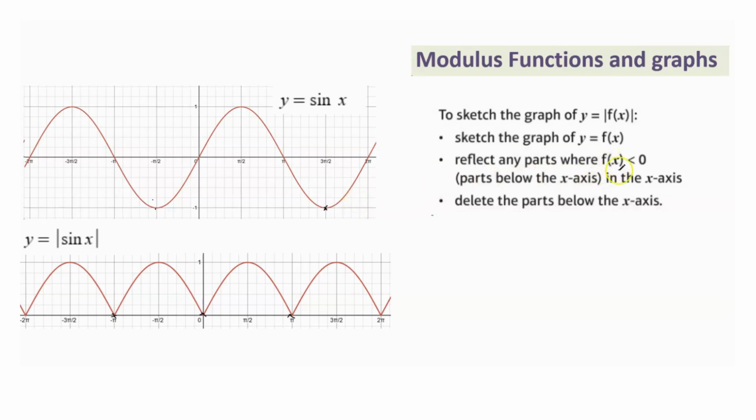So the parts where y or f of x is less than 0 would be all the coordinates below the x-axis. So here I need to reflect this point into the x-axis, so it would be at this point here. And this point is below the x-axis, so I need to reflect it in the x-axis, so it would be here. So now we have a sketch of the graph of y equals the modulus of sine x. And since we have y equals the absolute value of sine x, it means that we can't have any negative values for y. Therefore, we would have positive 1 and positive 1 here, and then we sketch a graph.